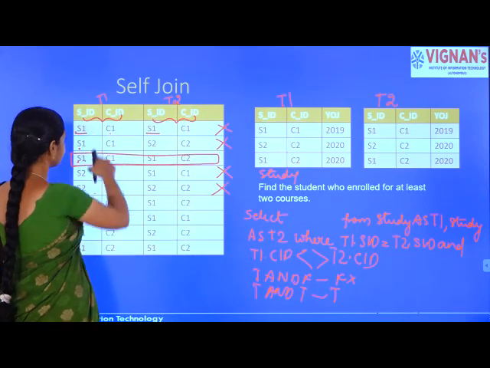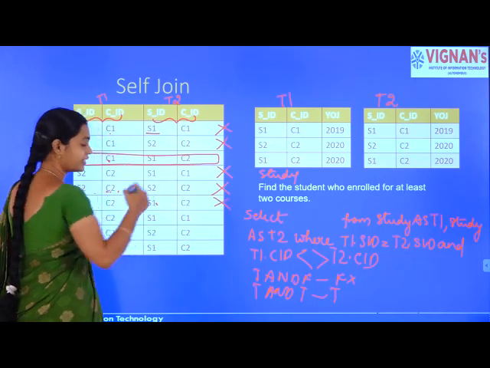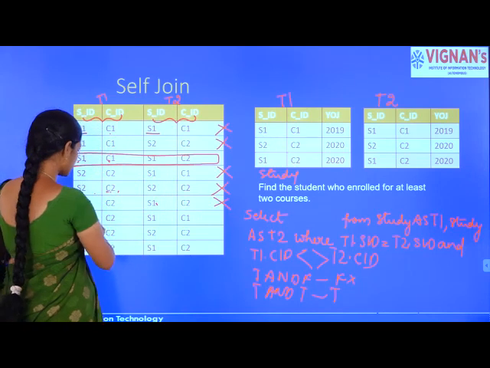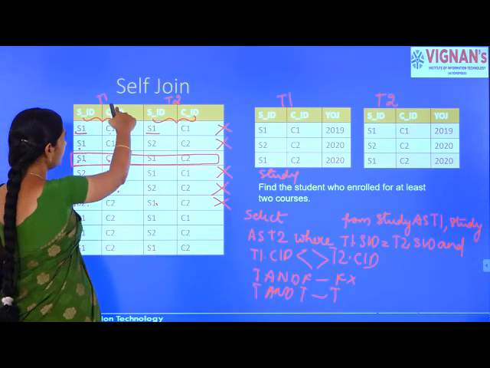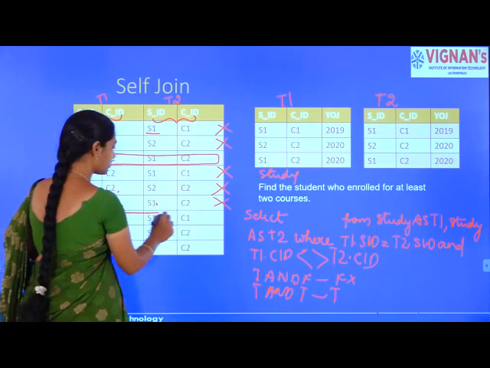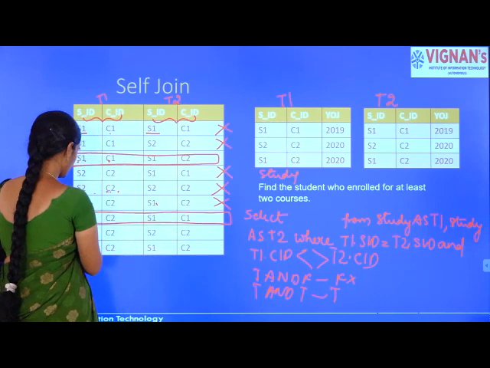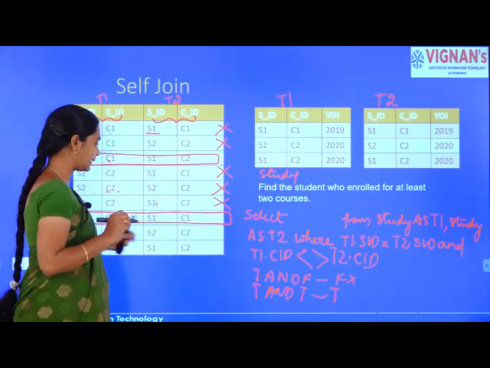What is the next one? So student ID should be equal. So here student IDs are not equal. No need to consider. So the next one, S1 is equal. CIDs are not equal. So this tuple is taken. Okay. So this will be considered.